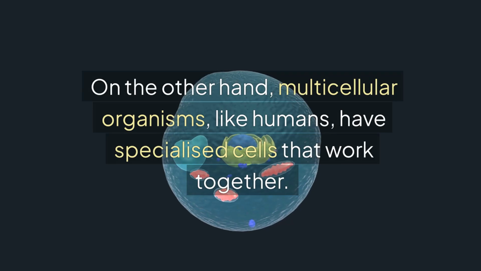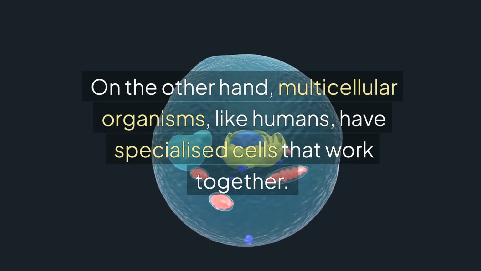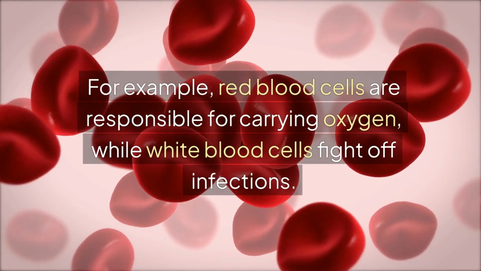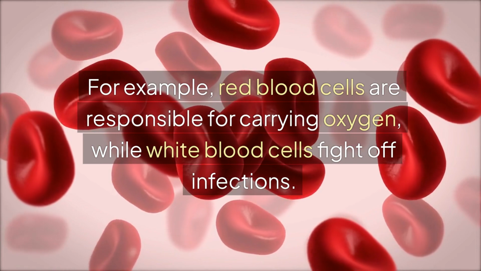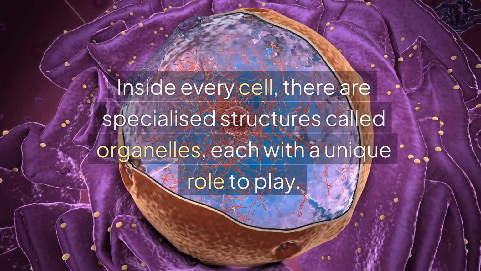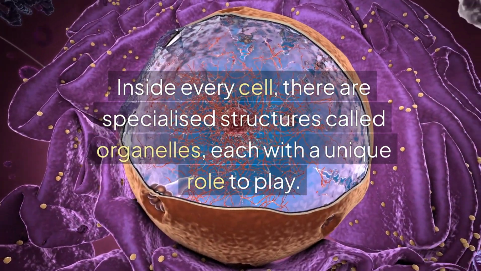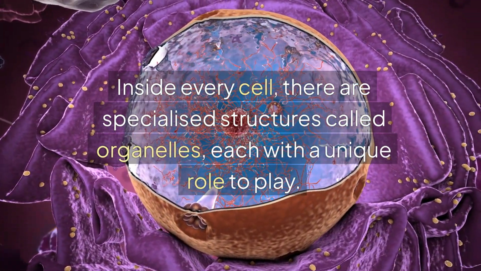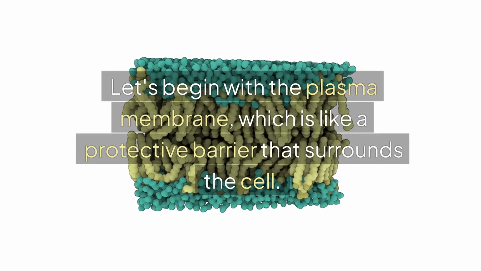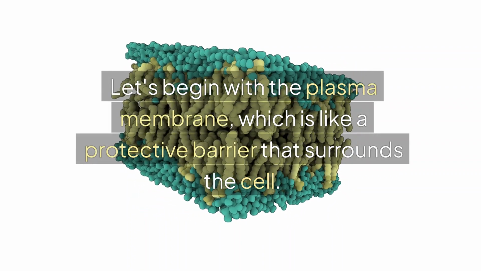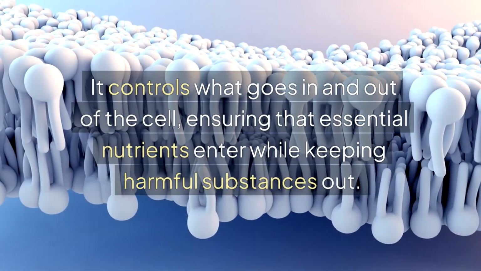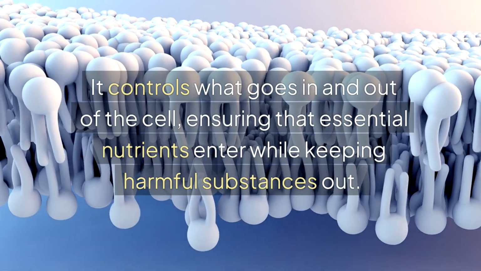On the other hand, multicellular organisms like humans have specialized cells that work together. For example, red blood cells are responsible for carrying oxygen, while white blood cells fight off infections. Inside every cell, there are specialized structures called organelles, each with a unique role to play. Let's begin with the plasma membrane, which is like a protective barrier that surrounds the cell. It controls what goes in and out of the cell, ensuring that essential nutrients enter while keeping harmful substances out.